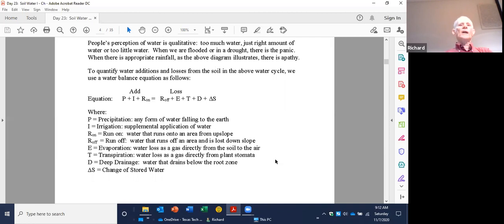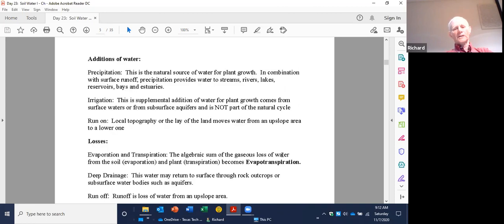If, however, we're not having any water applied and the plants are evaporating, or we're having water loss through plants or evaporation, then that delta S term is a negative component.